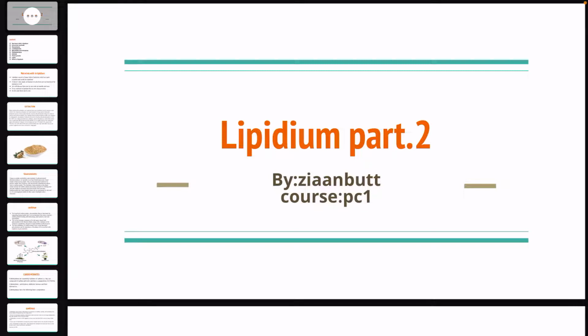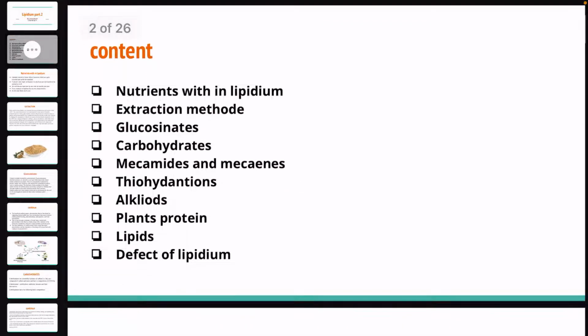As in the last part, I already explained what Lepidium is. I've already given you an overview about Lepidium, which is also called Maca. Today we are going to discuss its nutrients: what are the nutrients within Lepidium, how they are extracted from it, and is there any side effect of Lepidium on the human body. So we'll discuss them one by one, and let's see the content first.